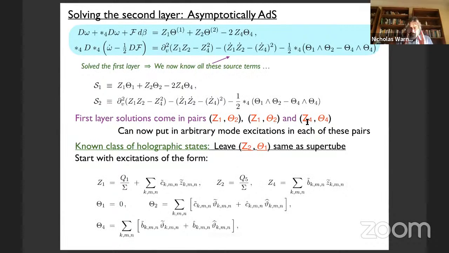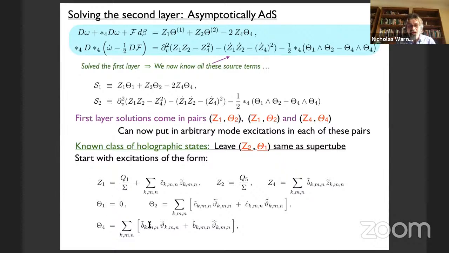But the guidance from holography is there's a known class of holographic states. You don't have to do this, but this is what we did. We're going to leave Z2 theta 1 exactly as it was for the supertube. We're not going to touch it. In fact, theta 1 is going to be 0, and Z2 is just going to be Q5 over sigma. This is because the goal of this calculation was to get the holographic duals of certain supertube states. If you want to do other D1-D5 CFT states, you may want to activate these degrees of freedom. But I am just arbitrarily going to say, leave this untouched. Z2 is this, theta 1 is 0.